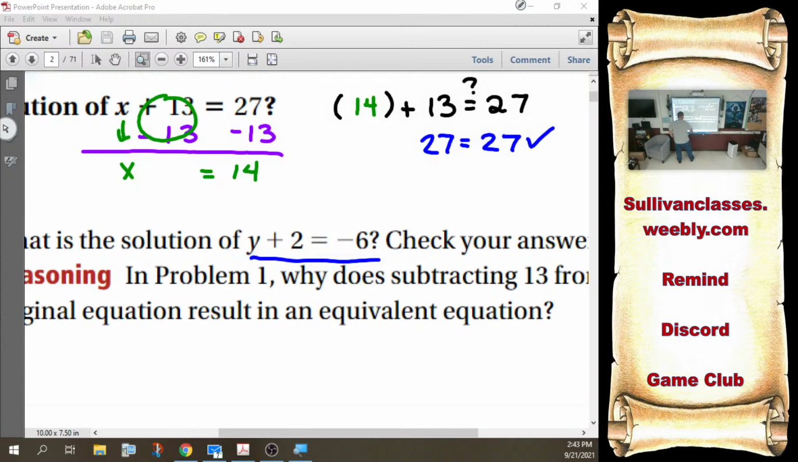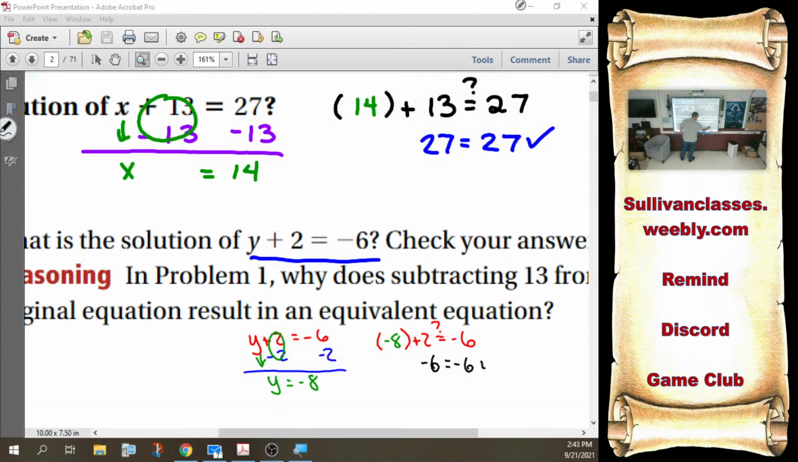Should be pretty fast. Y plus 2 is negative 6. I undo add 2 with minus 2. But I'm actually going to write it out and say 2 minus 2 is 0. I haven't touched y yet. Y is negative 8. And go back and prove that I'm actually right. This plus 2, does it actually equal negative 6? Plug in the negative 8 that you just said. I should now have negative 6 equals negative 6.